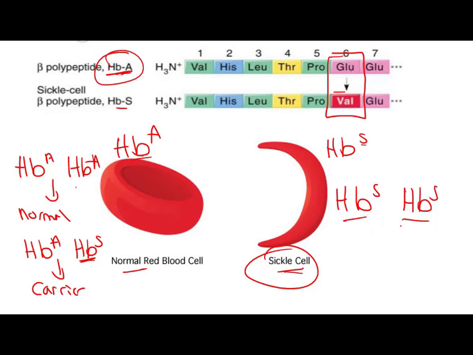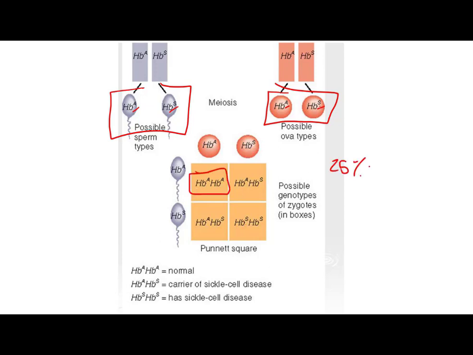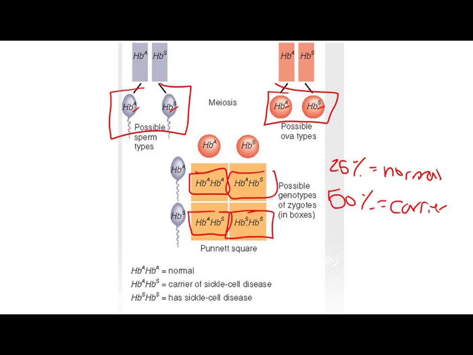In order to predict if someone potentially could have sickle cell disease, just like always, we'll do a Punnett square. So if you knew the egg was a carrier of sickle cell, so they had one normal and one sickle cell gene, and we knew the sperm was also a carrier, we would make a simple Punnett square, and what we would see is a 25% chance this couple could have a child with a normal red blood cell. There's a 50% chance the child could be a carrier, and there's a 25% chance that their child could have sickle cell disease.